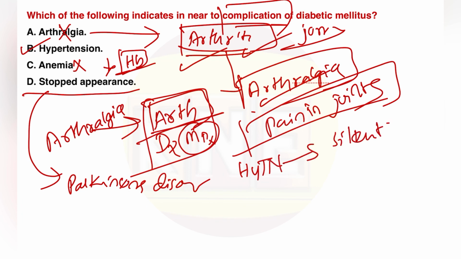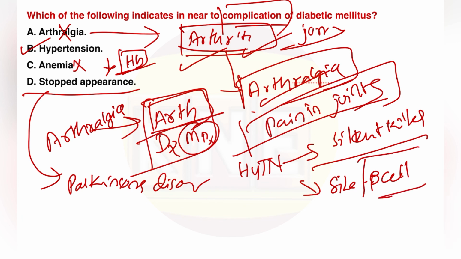It is one of the silent killer diseases which will silently cause many cell destruction, beta cell destruction. Okay, so due to the hypertension, that is the answer, option B.